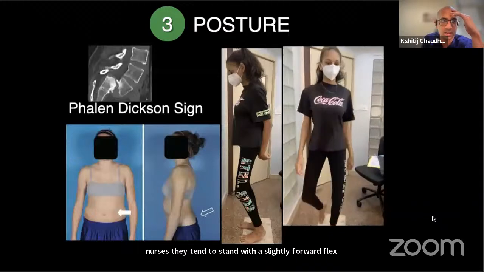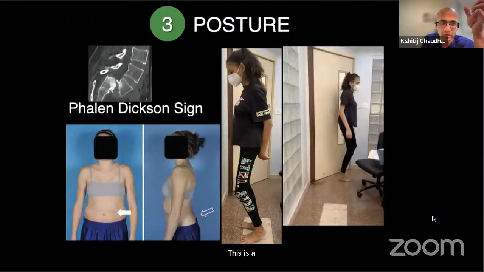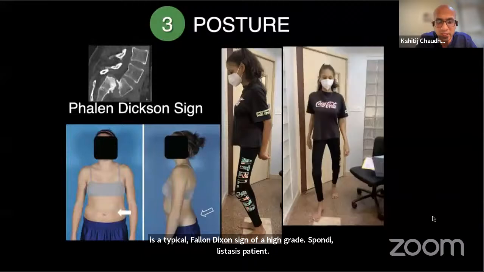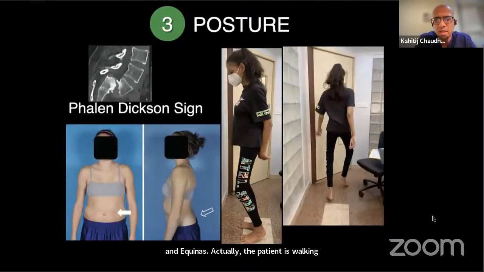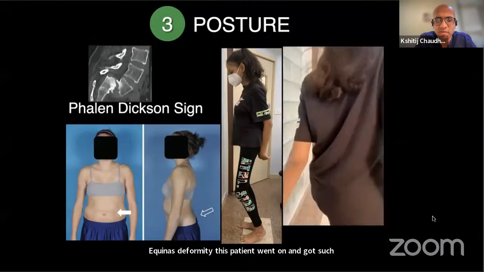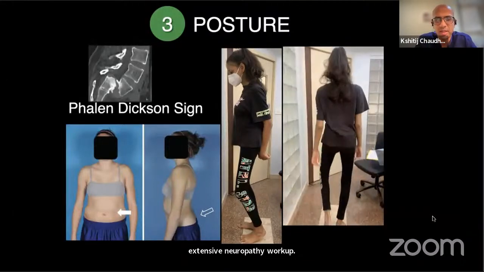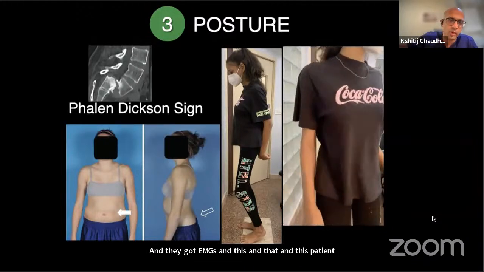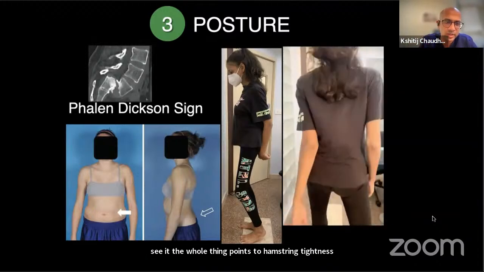simian stance. This is a typical Phalen-Dickson sign of a high-grade spondylolisthesis patient. You can see this patient is standing with knee flexion and equinus. Actually, the patient is walking with an equinus deformity. This patient went on and got such an extensive neuropathy workup, and they got EMGs and this and that. And this patient actually had a classical Phalen-Dickson sign.